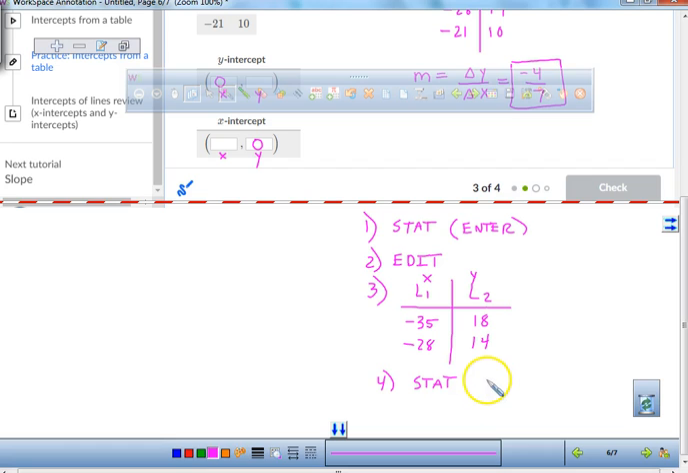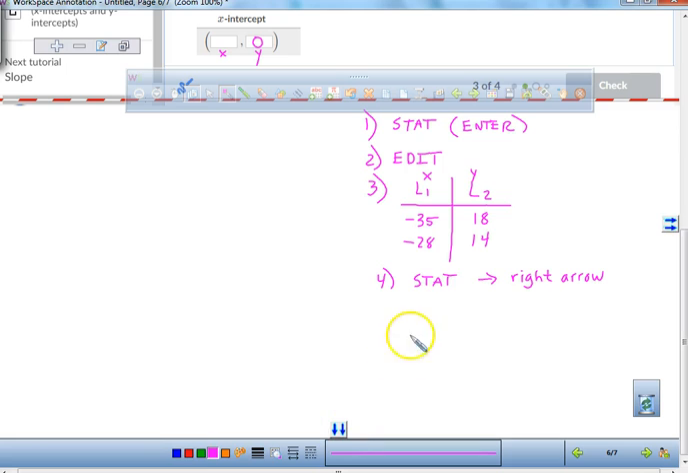You hit stat. Again, you press the right arrow. This means when I have an arrow going to the right, that means you're pressing the right arrow button. Now, I'm going to demonstrate on the calculator so you see exactly the steps. I want you to write down the instructions first.